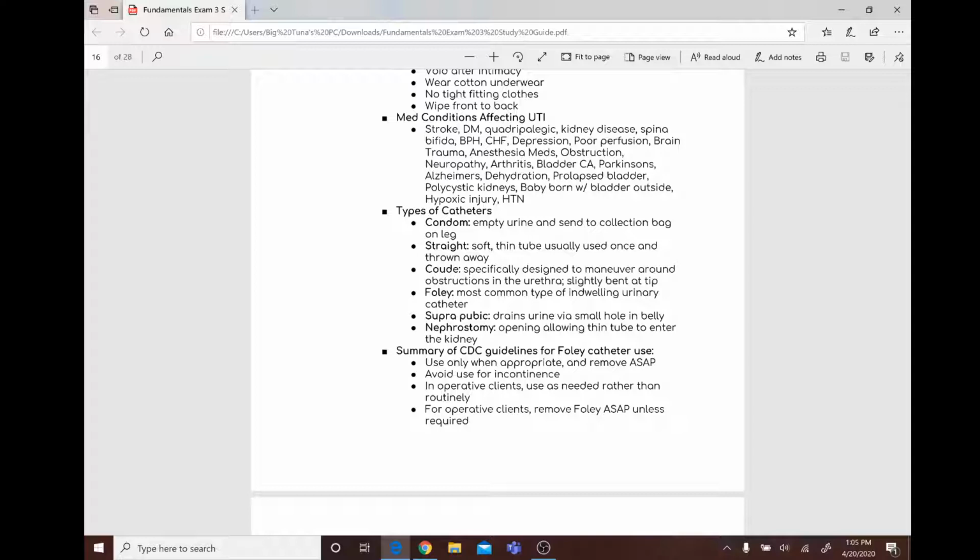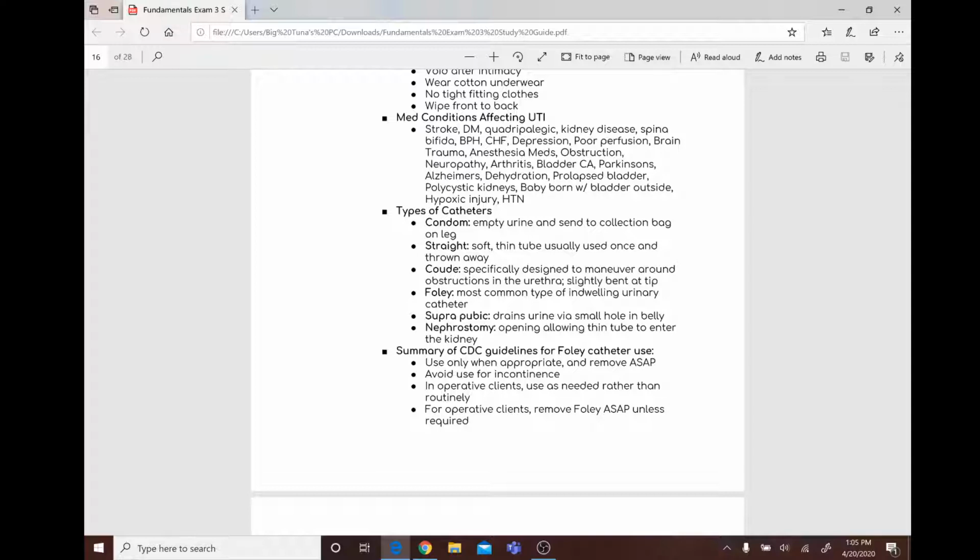What's a straight cath? Straight, thin tube, usually used once and thrown away. What is a coude cath? Specifically designed to maneuver around obstructions in the urethra, slightly bent at tip. What's a Foley cath? Most common type of indwelling urinary catheter.